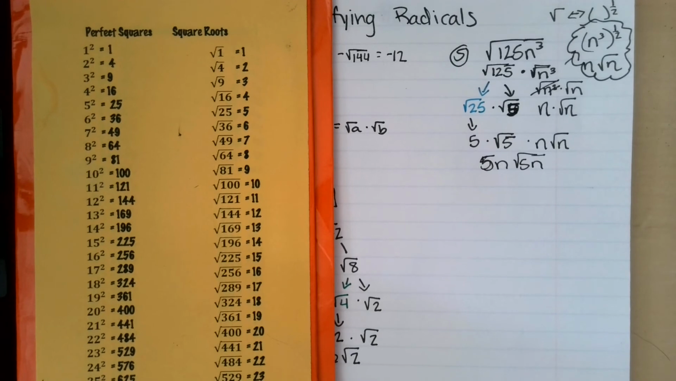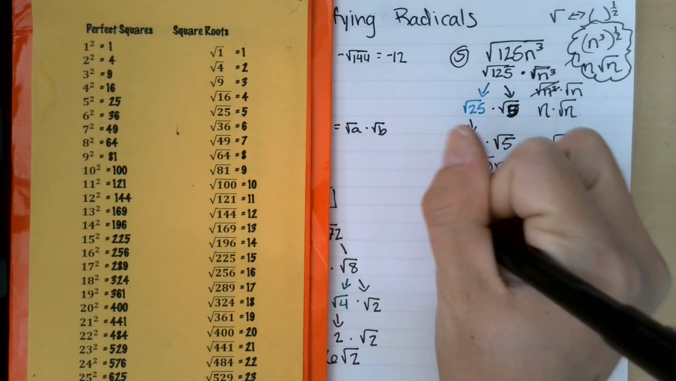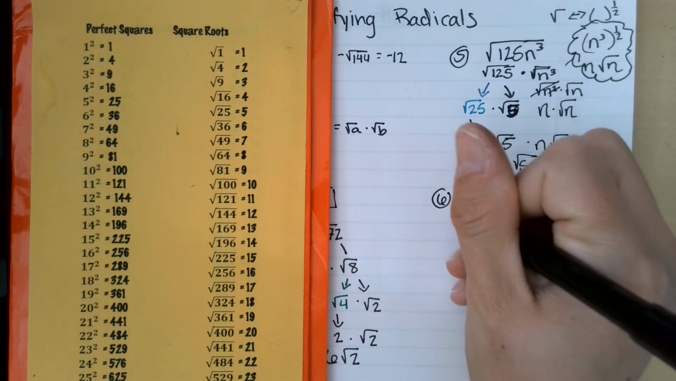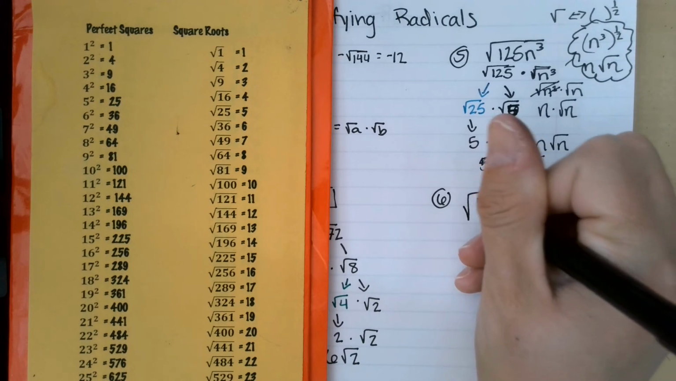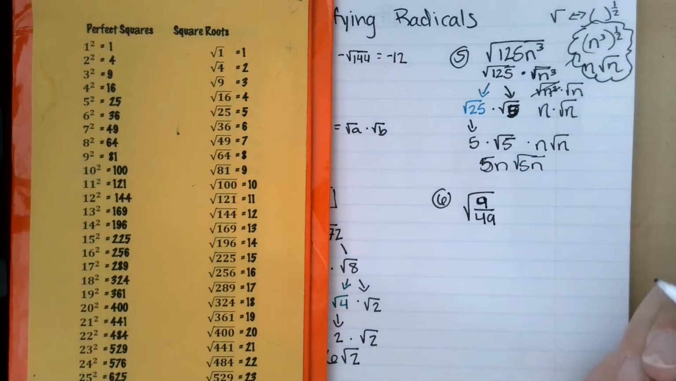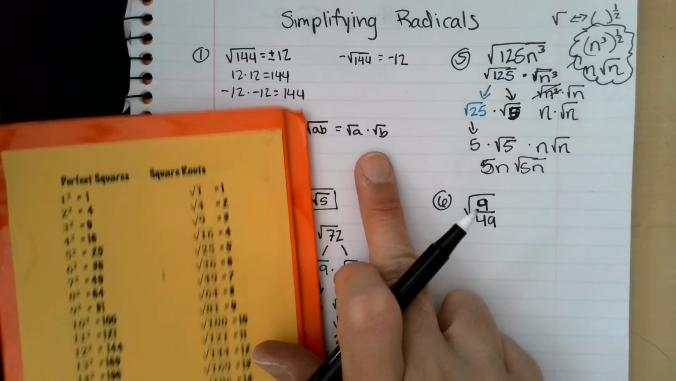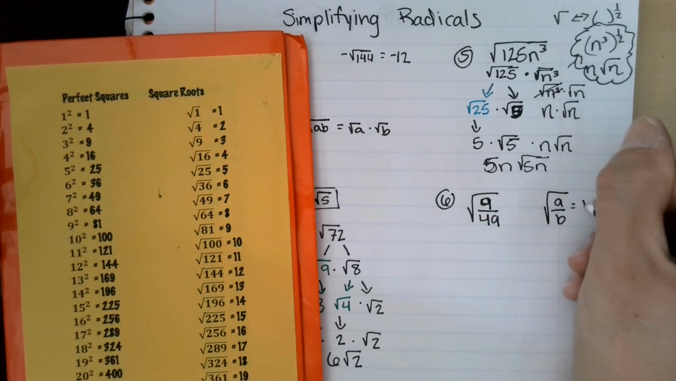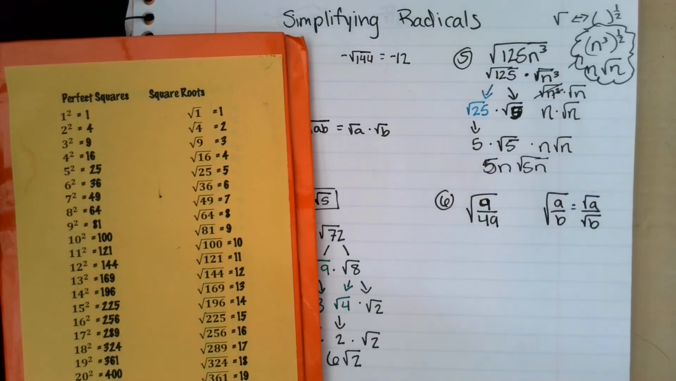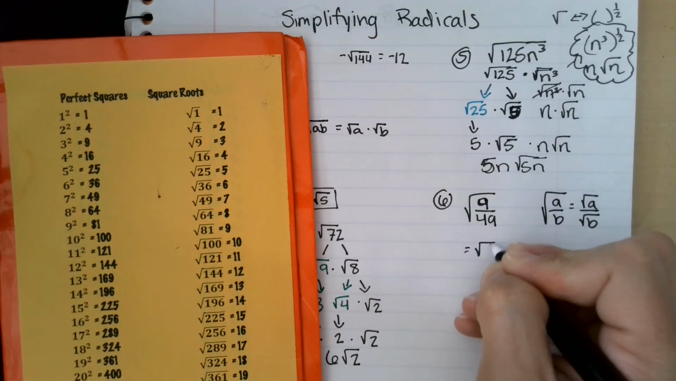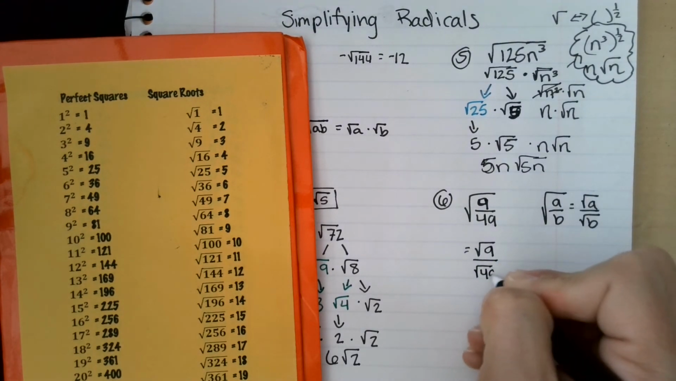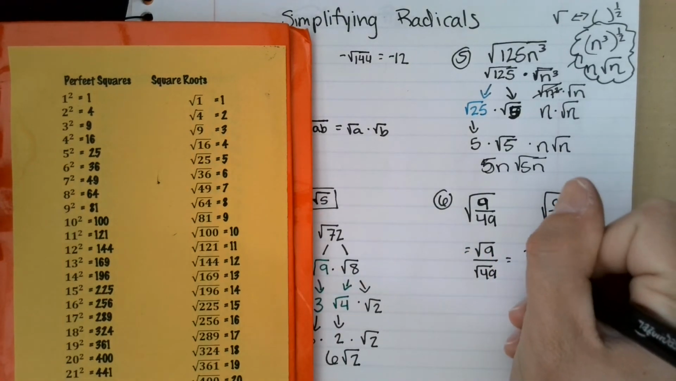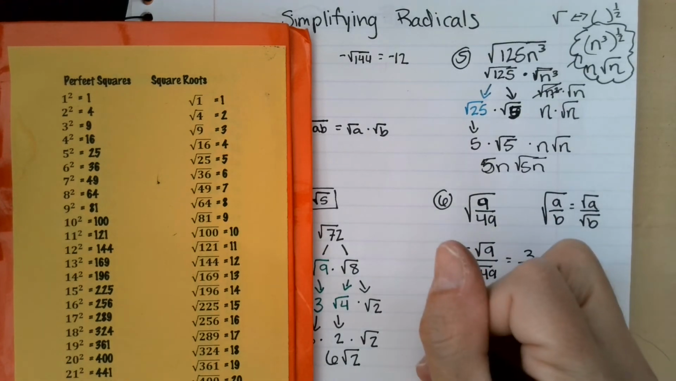Now, the last thing I'm going to show you is what do I do if there are fractions involved. So this is actually example number 6. We're going to start with the square root of 9 divided by 49. Just like we used this rule for multiplying, we can use this rule that the square root of a divided by b is equal to the square root of a divided by the square root of b to solve this. So we can split this up to the square root of 9 divided by the square root of 49. Those are pretty easy. They're on my list, right here and right here. So I get 3/7.